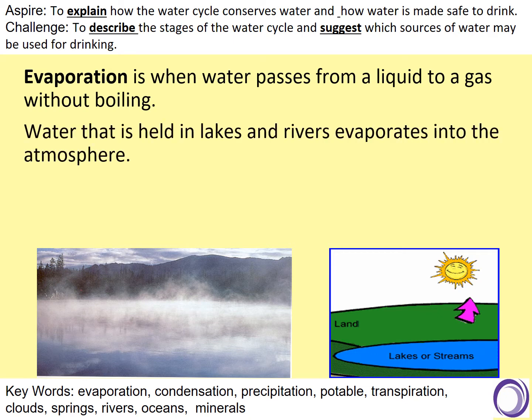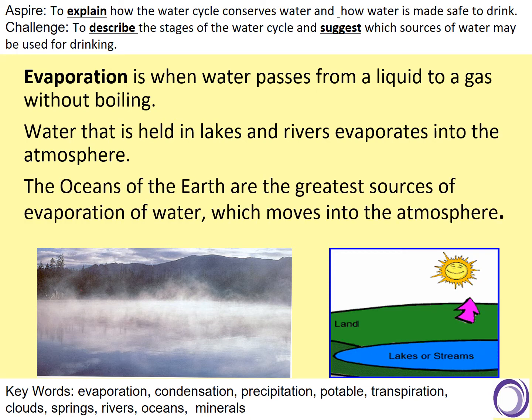So it evaporates from rivers, from lakes, from seas, from oceans. Any large body of water will have that evaporation process happening. And in fact, the oceans are the greatest source of evaporation of water, which then moves into our atmosphere. So that's one of our first stages of the water cycle.